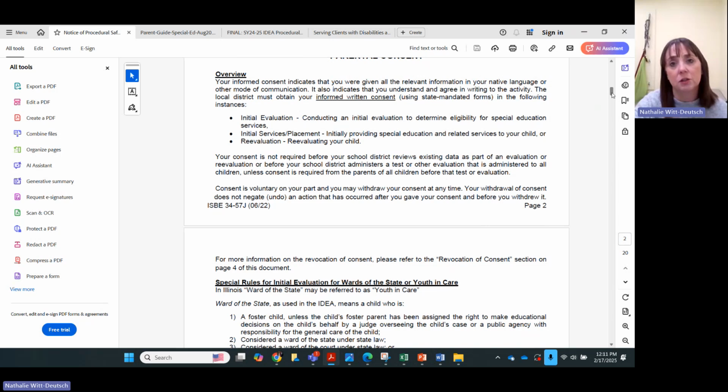Consent is voluntary. You can withdraw it at any point in time. So you may consent to it today, but then during the process, you may say, wait, hold up, I don't consent to this any further, and you can withdraw your consent at any time. That's the same thing for your consent for services too. You can say, okay, I accept this, and then, oh, nope, just kidding, I don't want to accept these services or this placement anymore. By withdrawing your consent for services and placement, that will mean that your child will no longer be receiving those services or that placement. So keep that in mind when you are talking about consent.